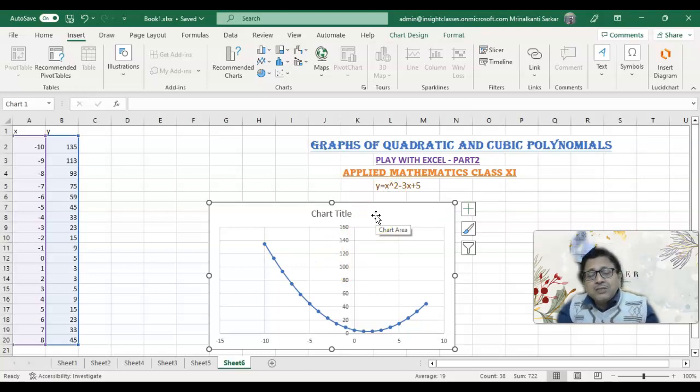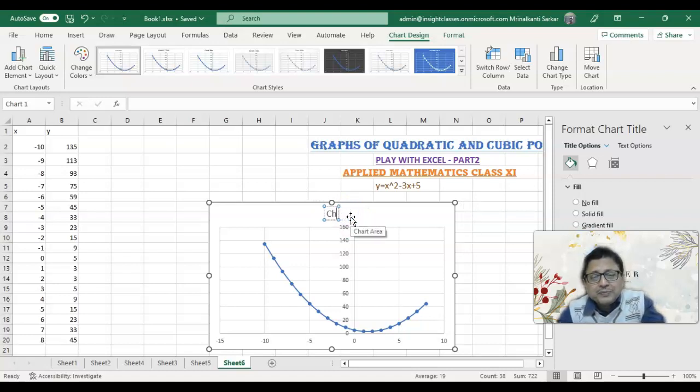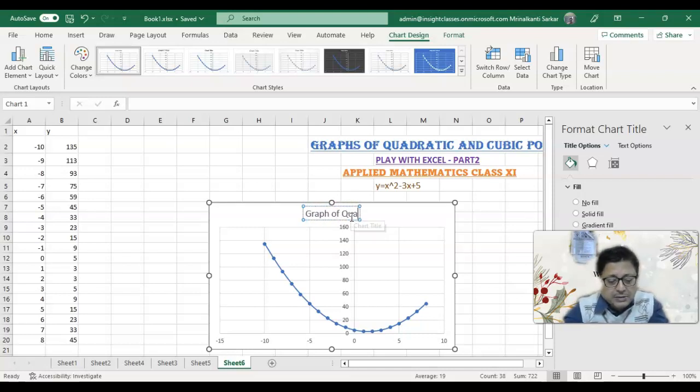Beautification part is yours. You can change the color, chart title you can give. Here the chart title you put, that chart title going to be the graph of quadratic function.